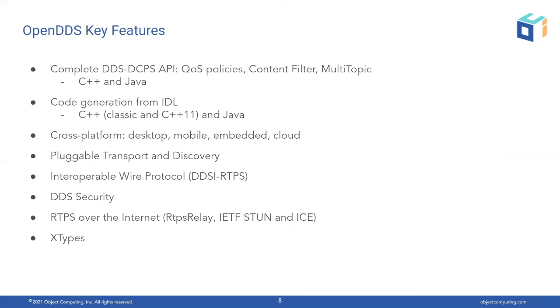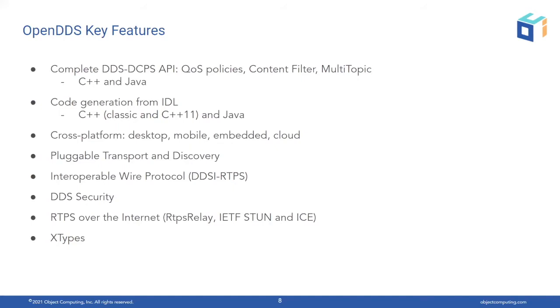So, features of OpenDDS as a software project: the complete DDS API, support for all the quality of service policies, content filtering, multi-topic, and that support provided to both C++ and Java applications. Of course, we generate code from the IDL, and we'll talk a lot more in this presentation about the details of that. OpenDDS supports that in C++ in two different modes, which we think of as classic C++ and the newer C++, as well as Java code generation. OpenDDS is a cross-platform project, so it works with common development tools and systems, whether you're targeting desktop, mobile, embedded, or cloud.